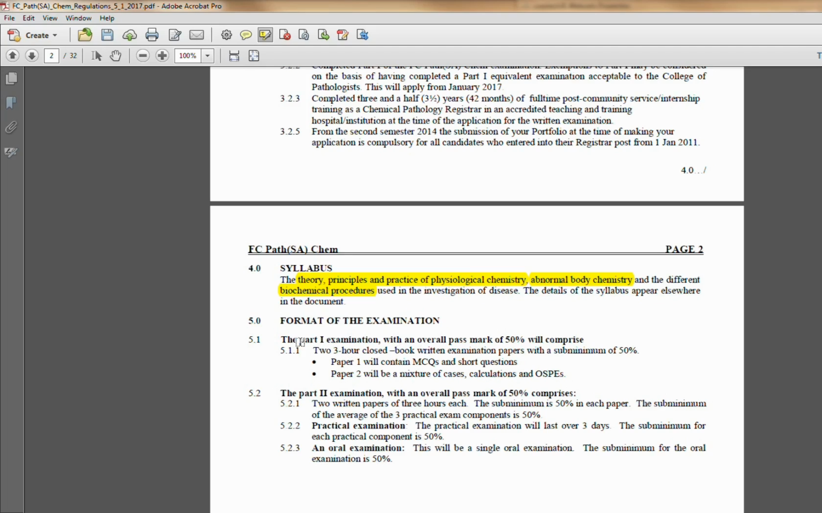The Part 1 exam will have an overall pass mark of 50%, and there are 2 3-hour papers. Paper 1 is MCQs and short questions, and paper 2 is a mixture of cases, calculations, and OSPEs.